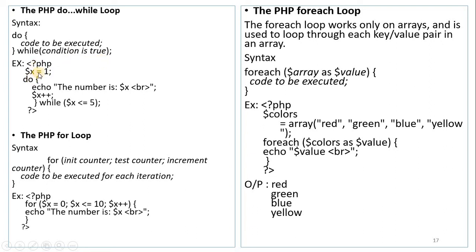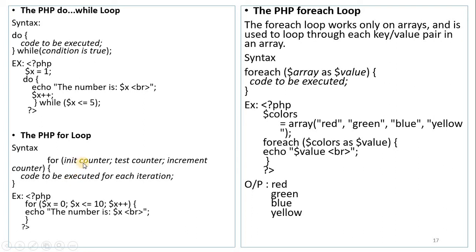Now see here the same way, x is equal to 1, so echo number is x plus plus, incrementing the value. So x is less than or equal to 5, so 2 is less than or equal to 5, which satisfies. So it goes on executing until this condition is unsatisfied. The next one is PHP for loop.